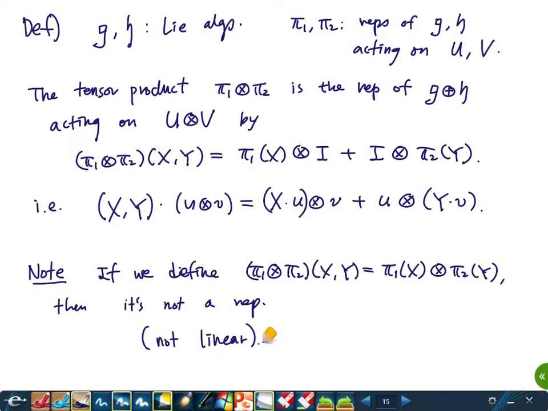Oh yeah, okay. So we defined, so we have two different Lie algebras, and then we had a representation of one algebra, another representation of the other Lie algebra. We consider the tensor product. We can also talk about the tensor product of two representations of the same group. So the definition is slightly different.